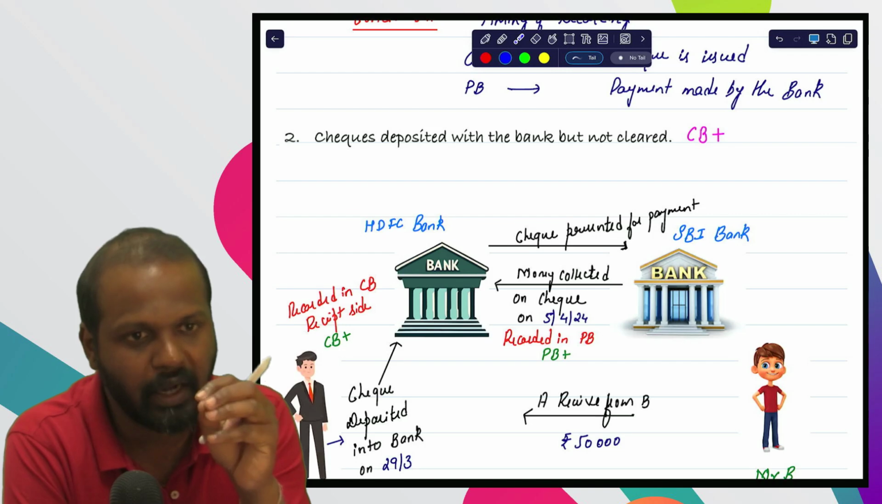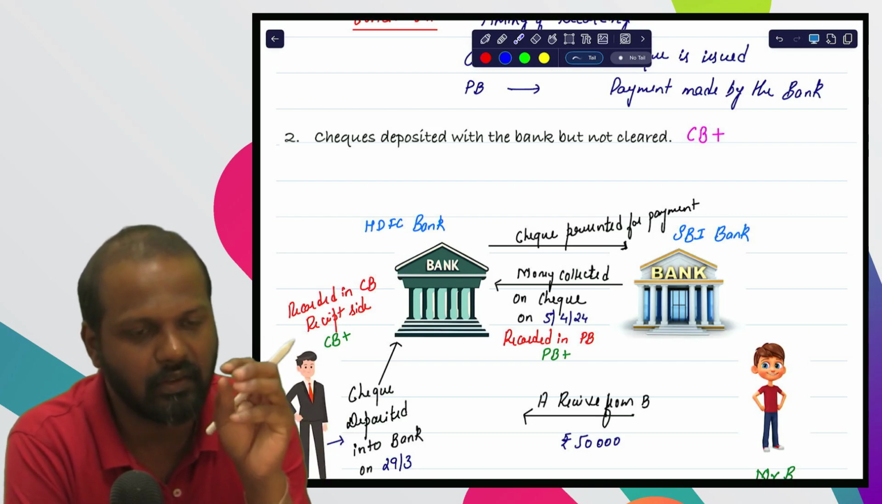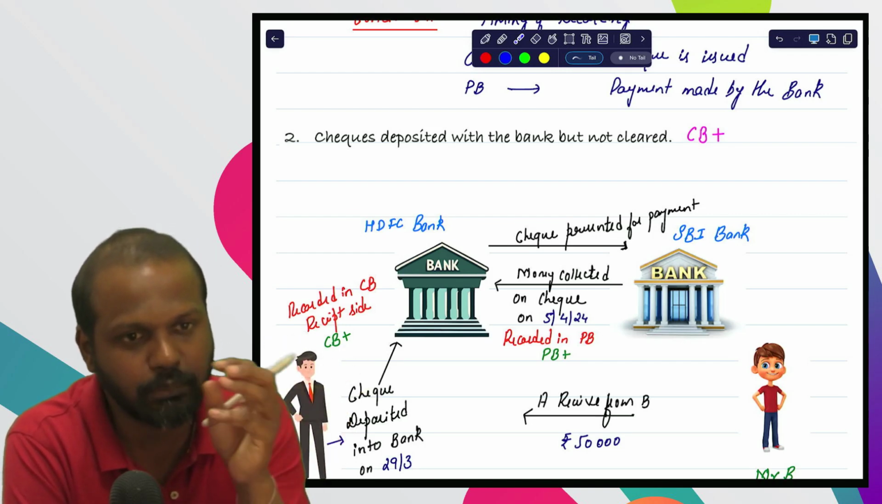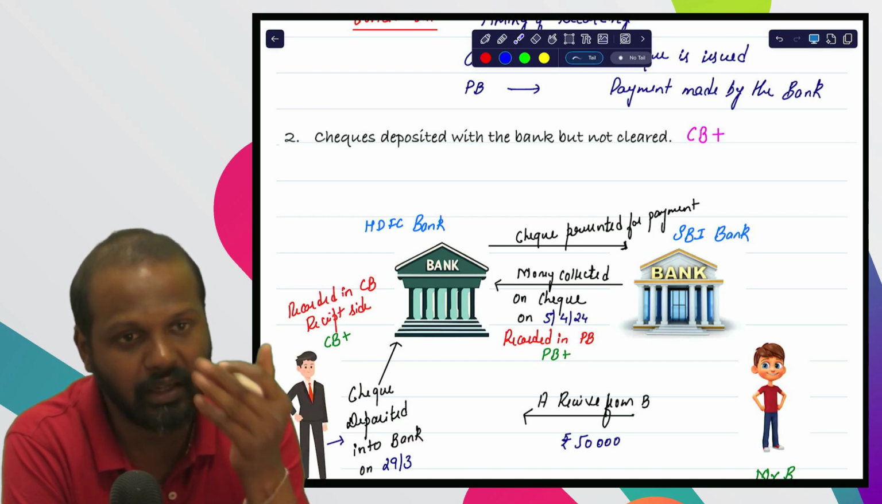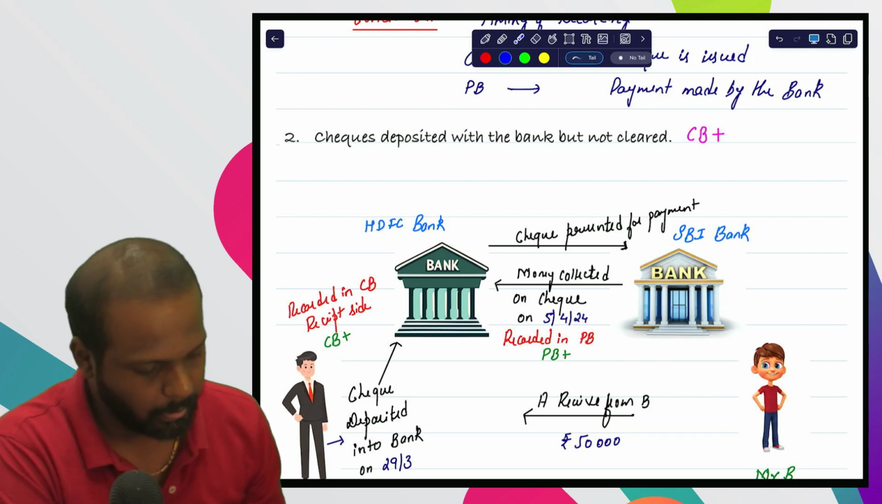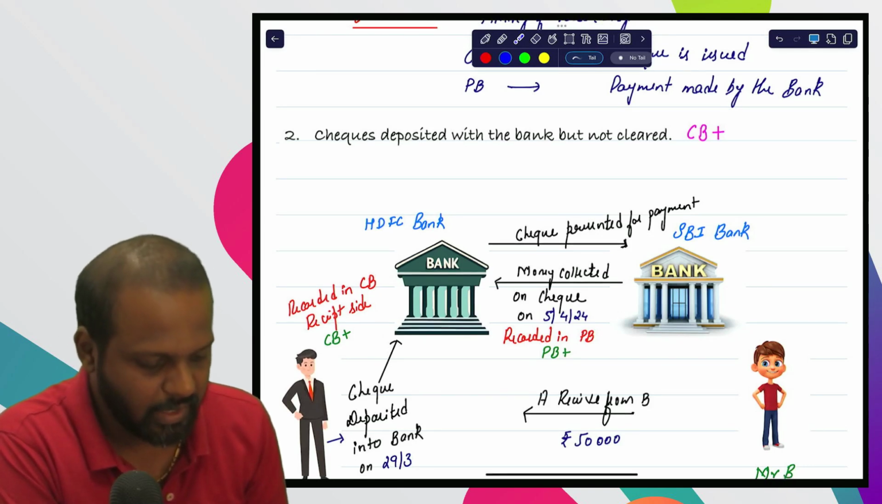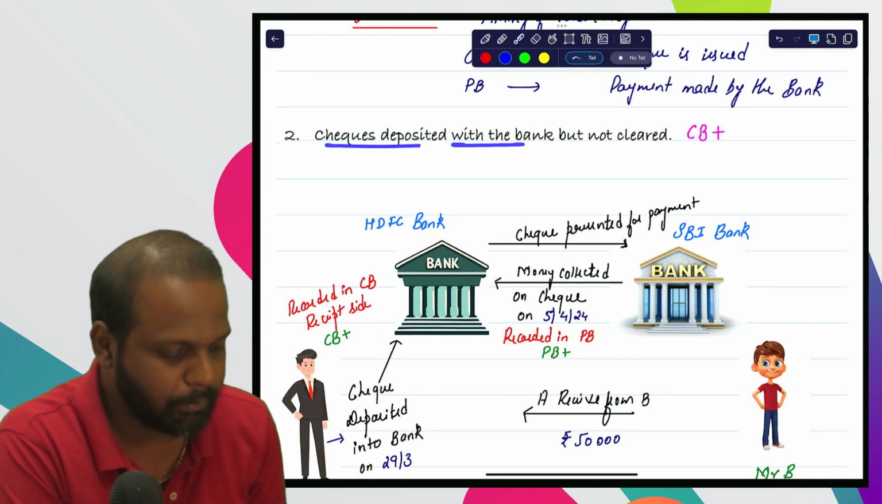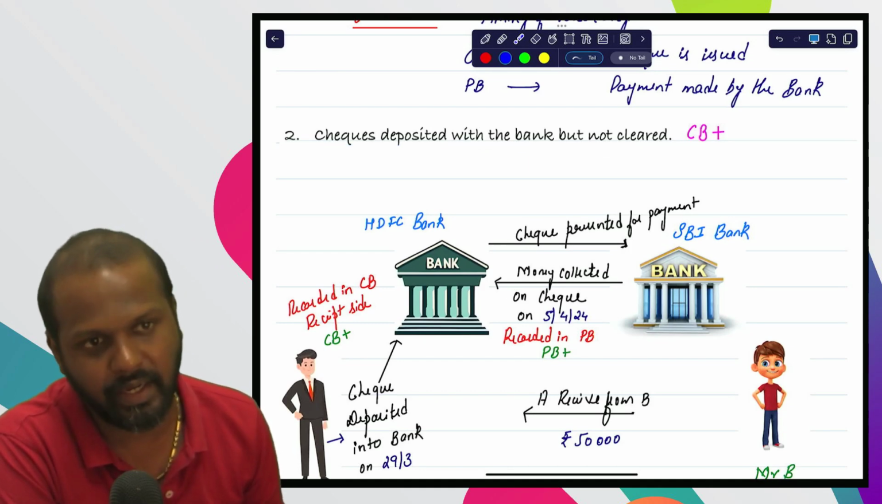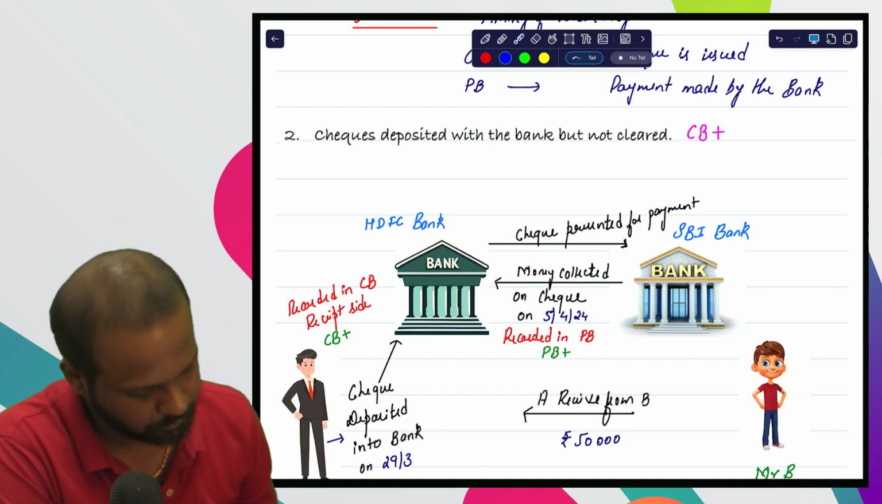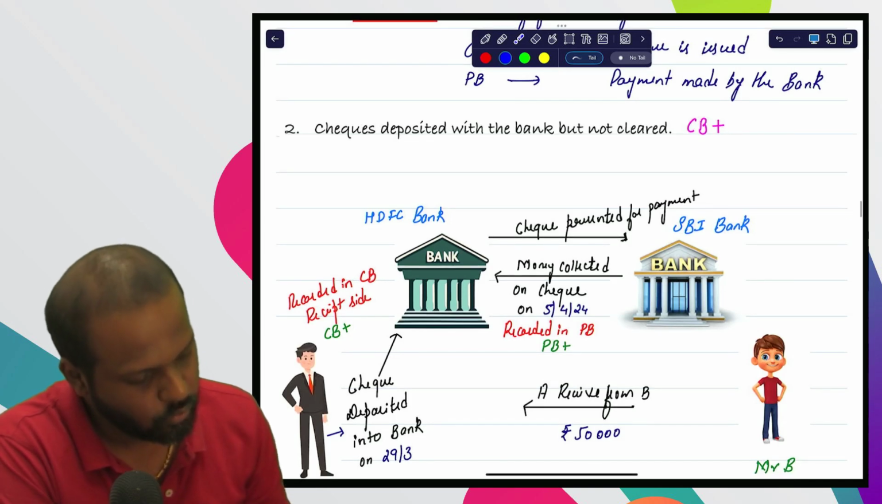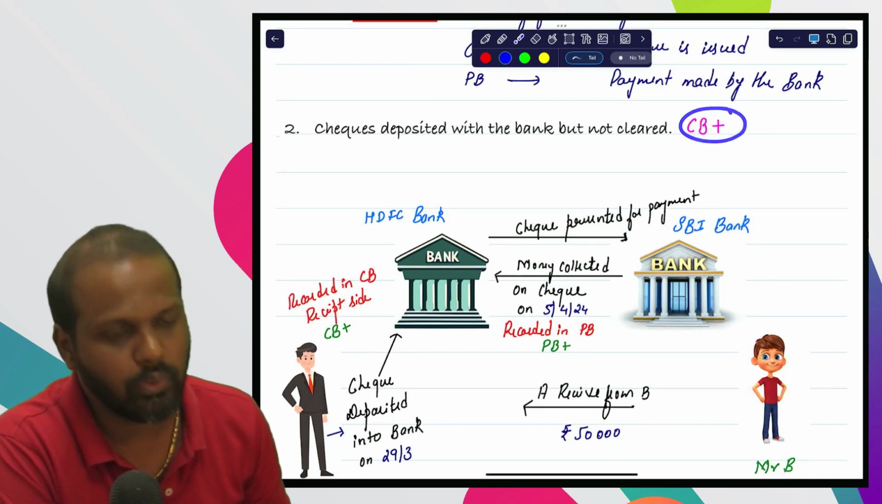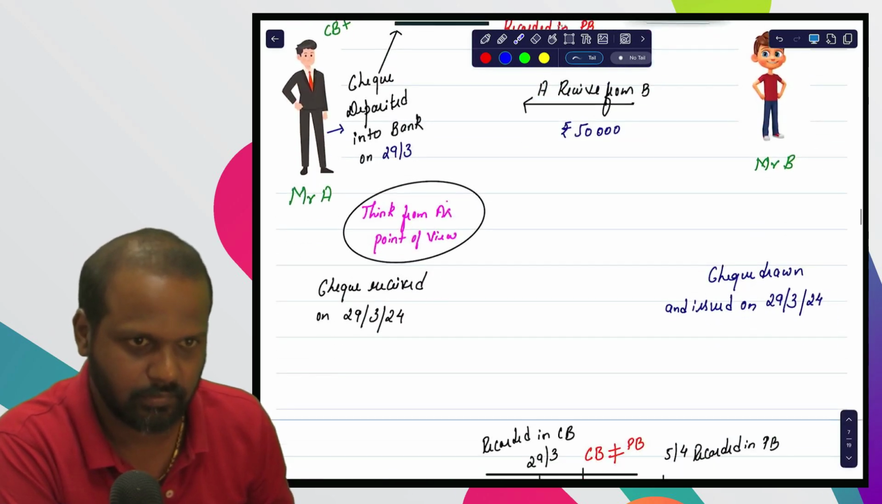So when they say passbook is credited, it means they have done plus in the bank balance. Passbook debited means they have done minus in the bank balance. So in the question, either they give it like this: check deposited with the bank but not yet cleared or not yet credited. So where the entry is recorded only in cash book, and they have done plus.